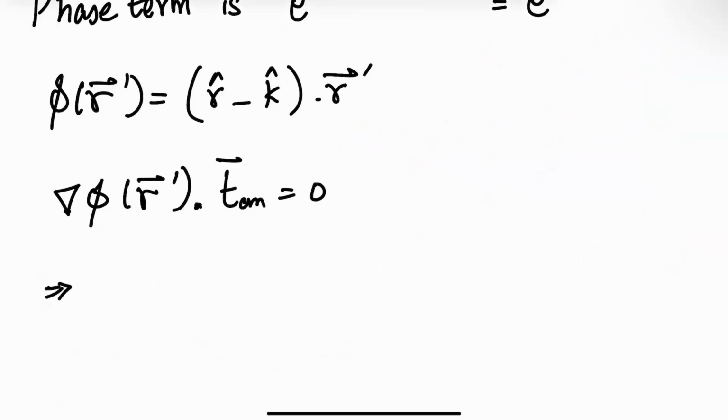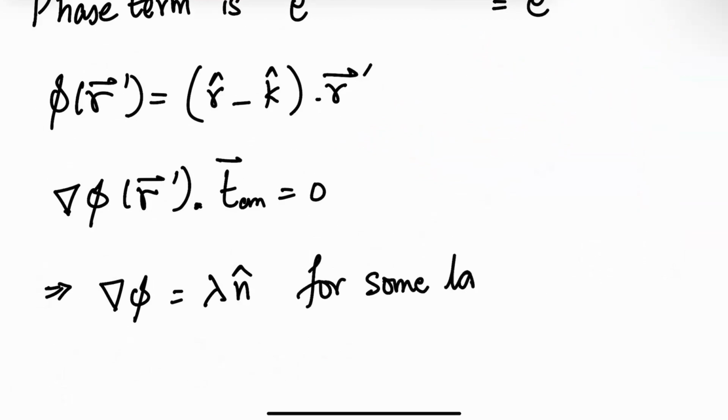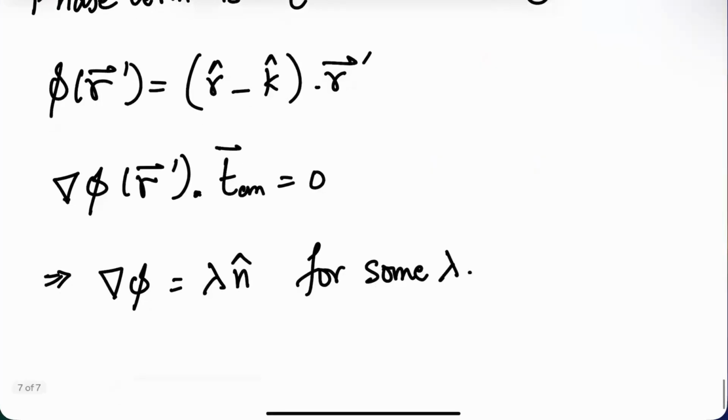That means that the gradient of phi must be some lambda n hat. Right? It must be normal, for some lambda. We need to find what this lambda is.